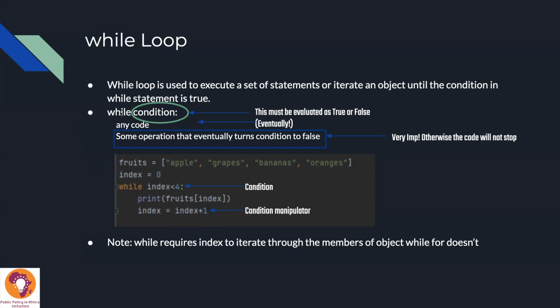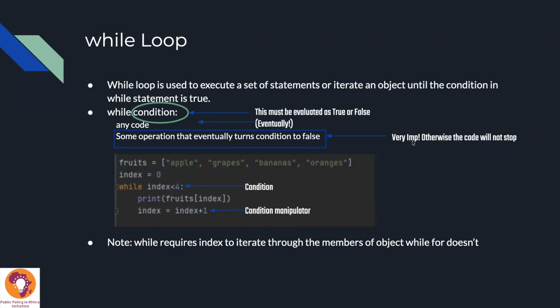Generally, what you're going to want is that this condition should start out evaluating to true, and eventually it's going to evaluate to false. While it's true, you're going to execute the code underneath the while loop, and as soon as it evaluates to false, you'll exit that loop. So: while condition, some code, some operation that eventually turns the condition to false.